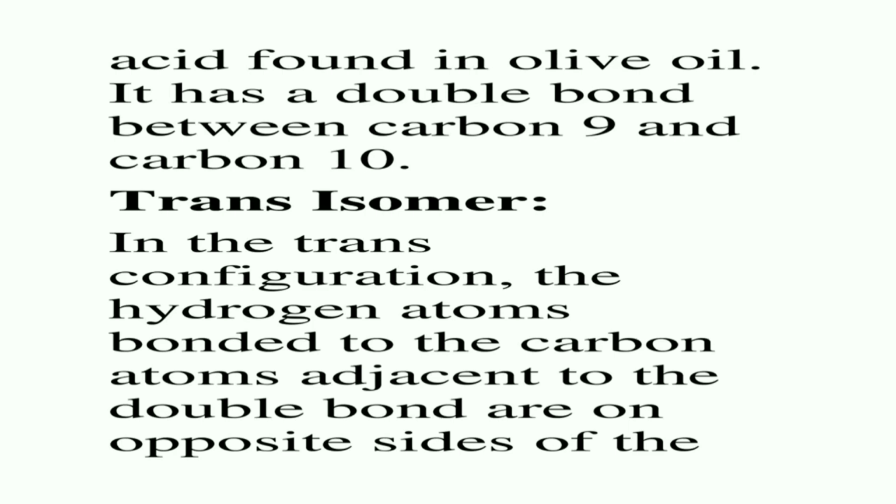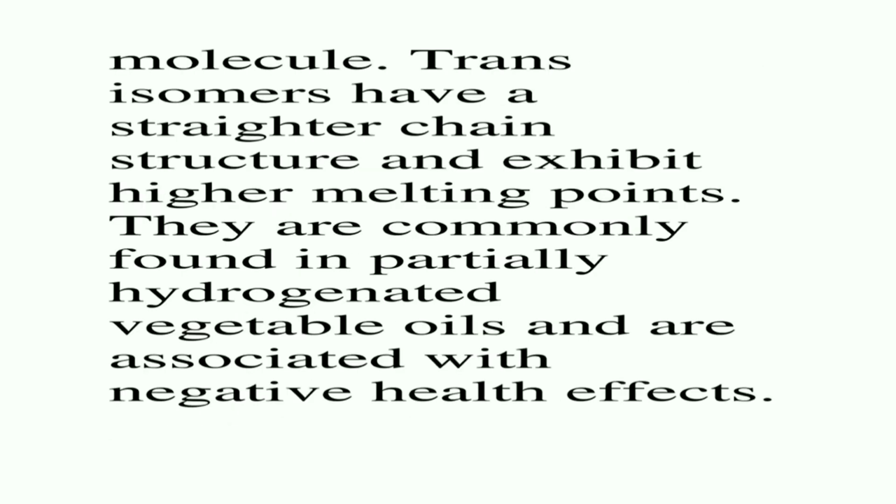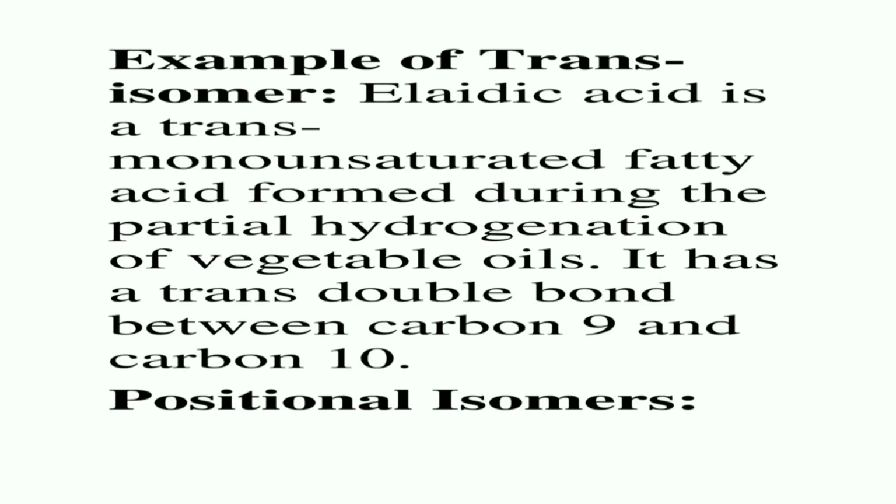Trans-isomer. In the trans configuration, the hydrogen atoms bonded to the carbon atoms adjacent to the double bond are on opposite sides of the molecule. Trans-isomers have a straighter chain structure and exhibit higher melting points. They are commonly found in partially hydrogenated vegetable oils and are associated with negative health effects.